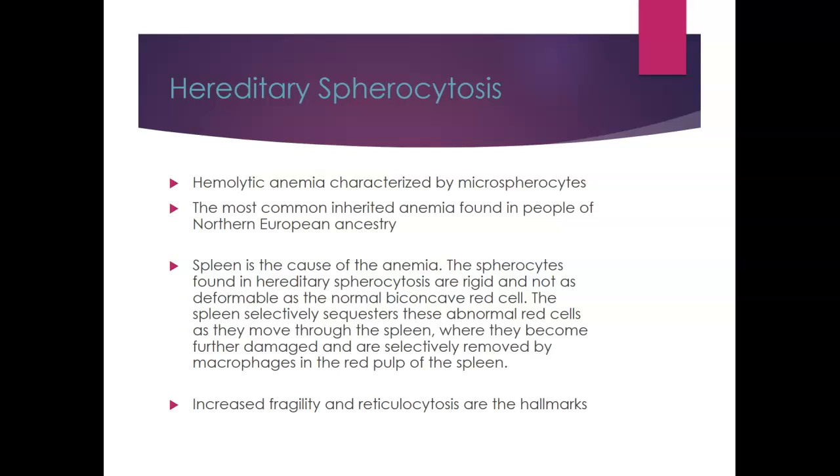The spleen is usually the cause of this type of anemia because the spherocytes found in hereditary spherocytosis are very rigid and not as deformable as a normal biconcave disc would be. Normally, those biconcave discs can bend and flex, which is part of the reason why they are the shape that they are. They look like a donut. Well, with these cells, the spleen will selectively sequester these abnormal red cells as they move through the spleen. This is where they become further damaged and are selectively removed by the macrophages in the red pulp of the spleen. With this, we see increased fragility of the cells, so they hemolyze very easily, and reticulocytosis as the bone marrow tries to make up for this.